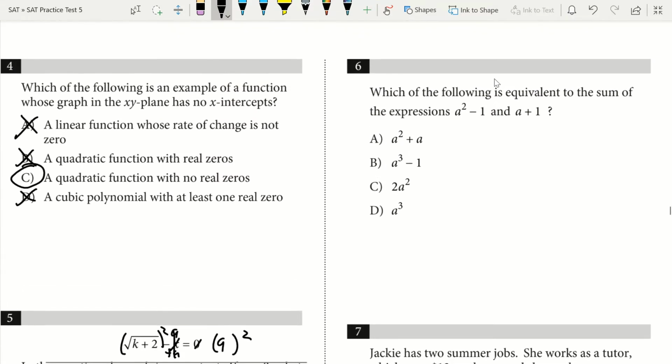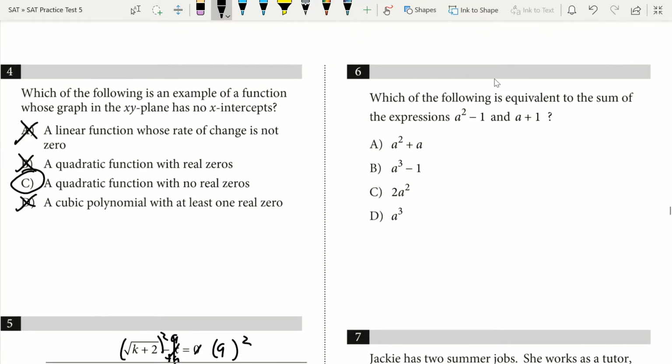Question 6. Which of the following is equivalent to the sum of the expressions a squared minus 1 and a plus 1? Well, a squared plus a, that's what we're going to get here and here. And then we have minus 1 plus 1. Minus 1 plus 1 cancels. I'm left with a squared plus a, so my answer is A.